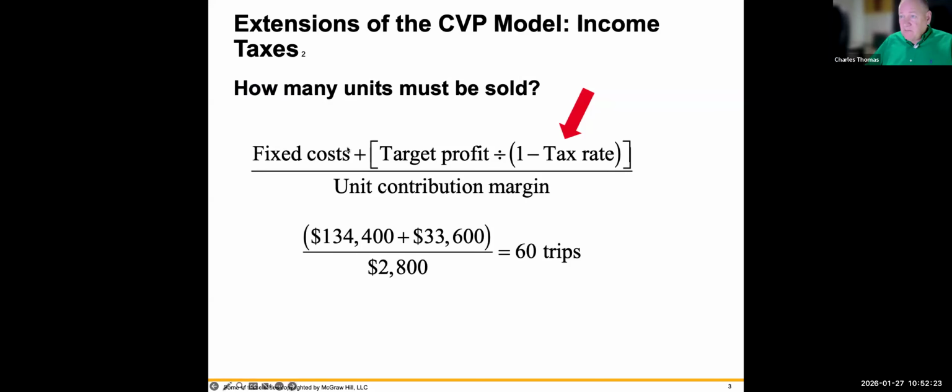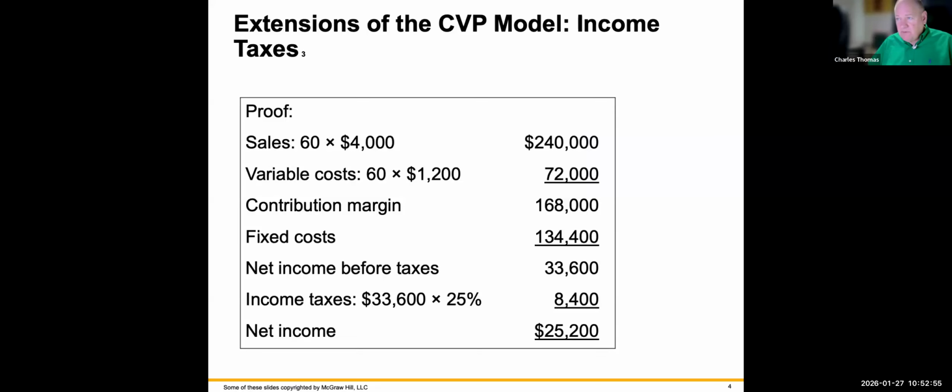In our basic CVP model, we have fixed cost plus the profit divided by the unit contribution margin, or the contribution margin per unit sold. In this case, we've just introduced 1 minus the tax rate there. And so when we do that, the arithmetic remains the same, and what we end up with, the 134,400 plus the 33,600, we end up with 60 trips.